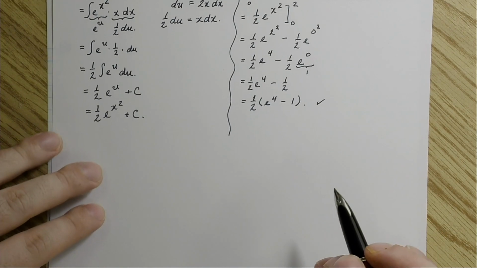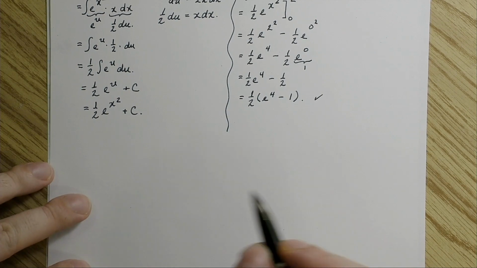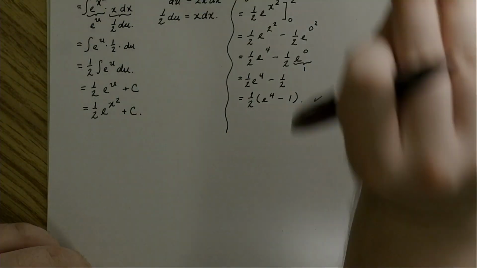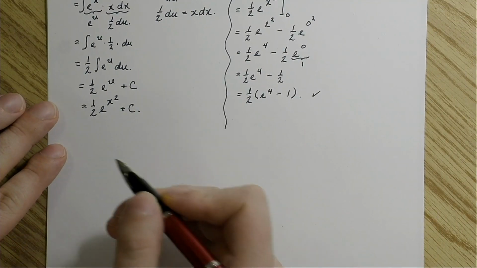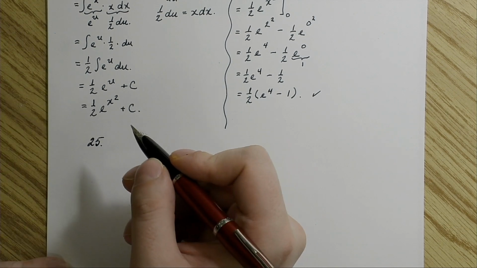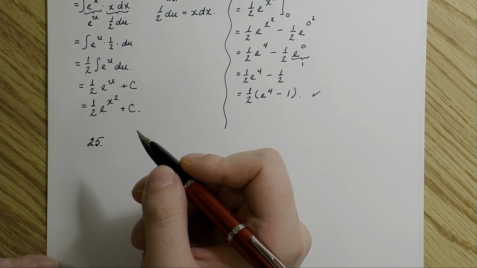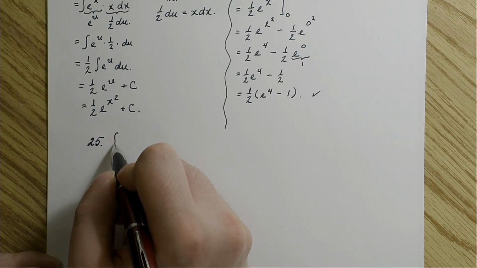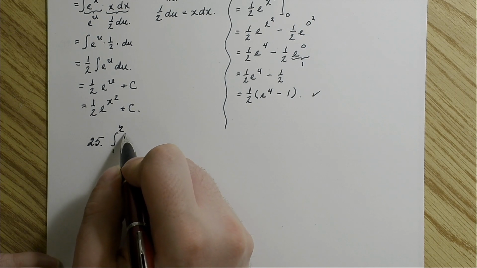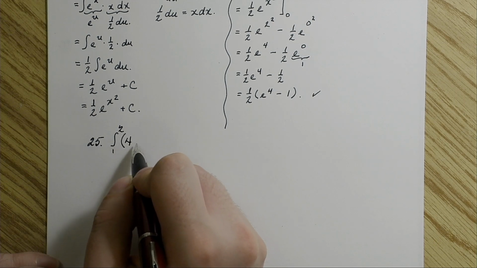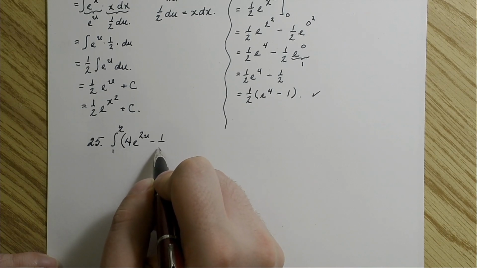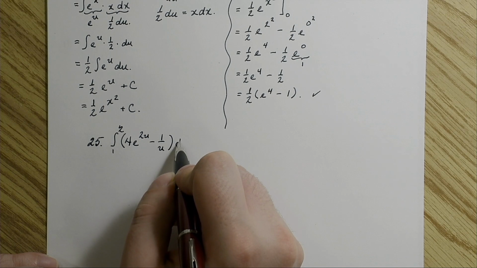Okay, and then we did 25. I said to do these as our at-home exercises. So 25 is the next one that we were going to do. And that was the integral from 1 to 2 of 4 times e to the 2u minus 1 over u du.